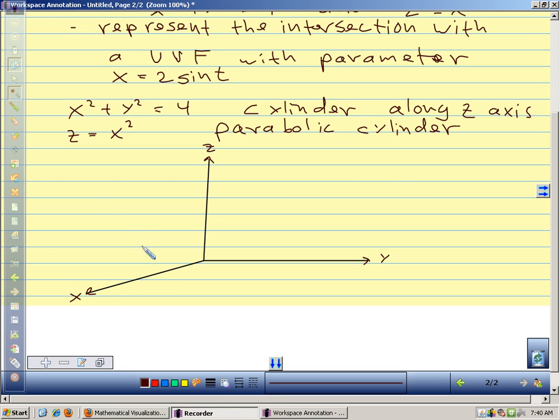So our cylinder, I'll do the cylinder in, I'll do everything in black because we'll do the intersection. So we have a circle, and our cylinder is going to look like so.